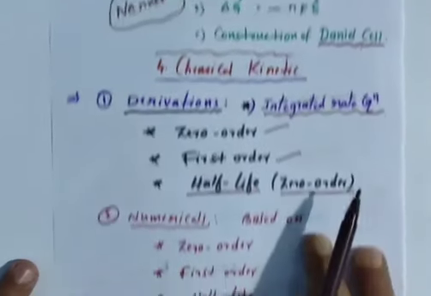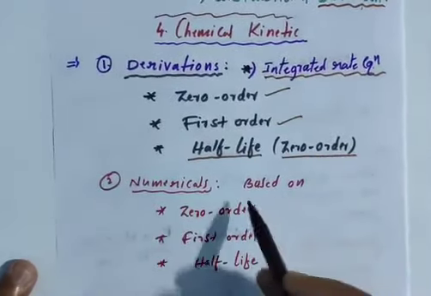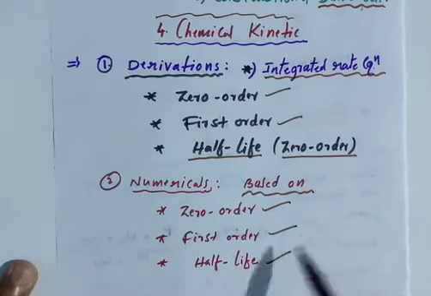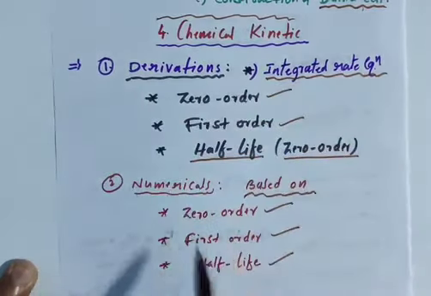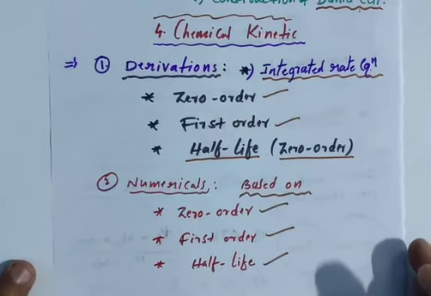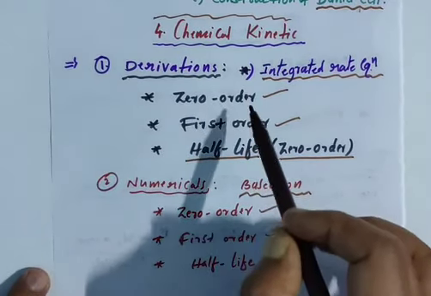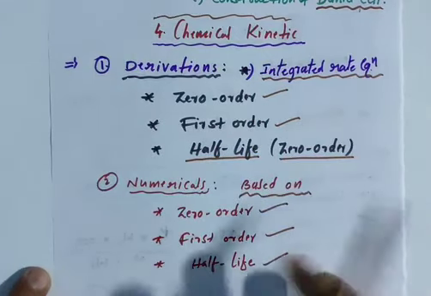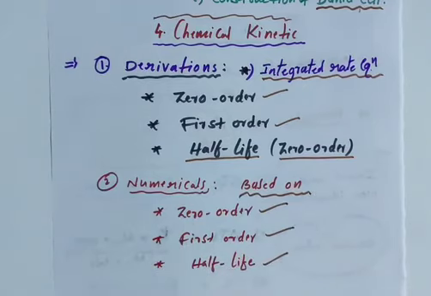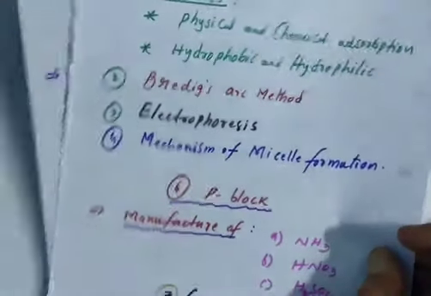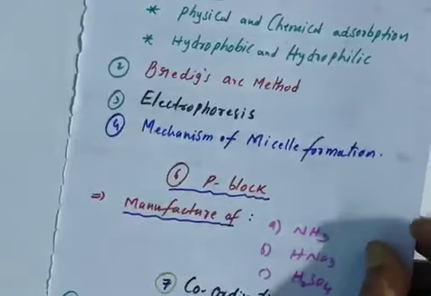Another chance in this same chapter is numericals based on zero order, first order and half-life. If you are very strong in this area, then the chemical kinetics problem is solved. So my dear students, please concentrate on integrated rate equation derivations and numericals. With this we completed 4 physical chemistry chapters. Now we have another strong area for board essay questions, that is surface chemistry.